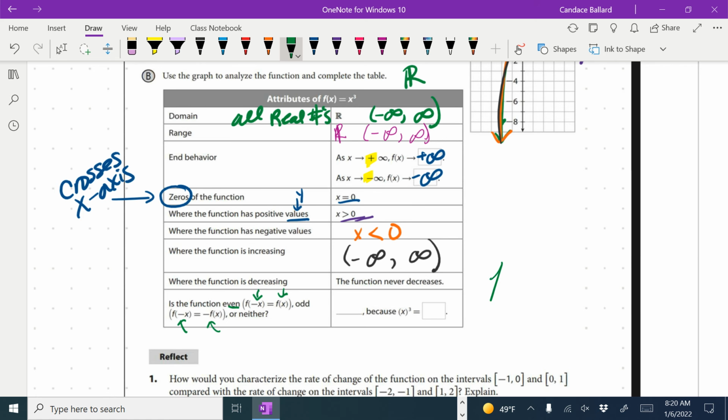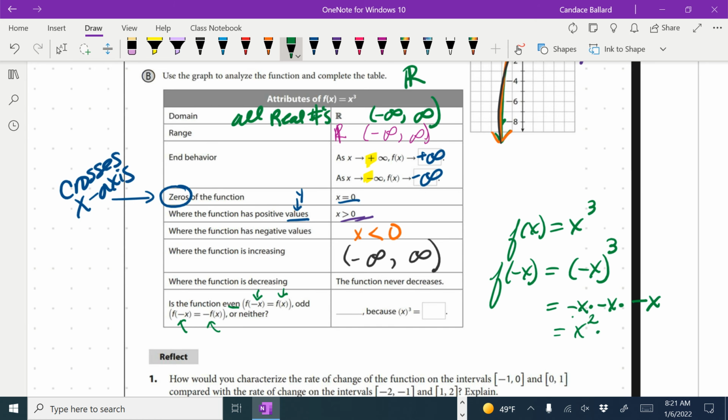So I'm just going to do some work off to the side. I'm going to write f of negative x equals negative x cubed. Okay, and remember my original function, I'm going to write my original above here, is f of x equals x cubed. So negative x cubed means I have negative x times negative x times negative x. All right, so what's negative x times negative x? Positive x squared. Good.